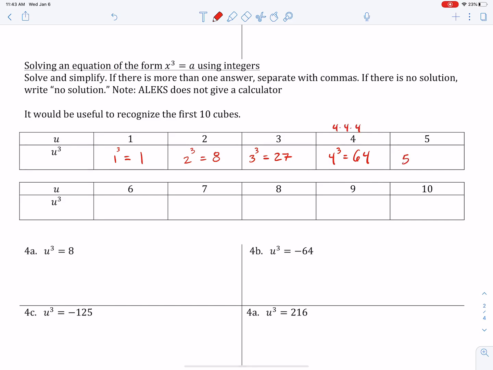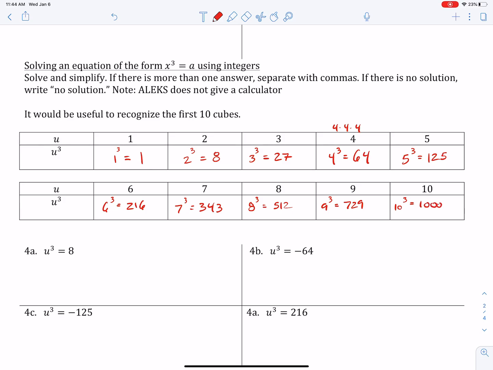5 to the 3rd power is 125. 6 to the 3rd power is 216. 7 to the 3rd power is 343. 8 to the 3rd power is 512. 9 to the 3rd power is 729. And then 10 to the 3rd power equals 1,000.